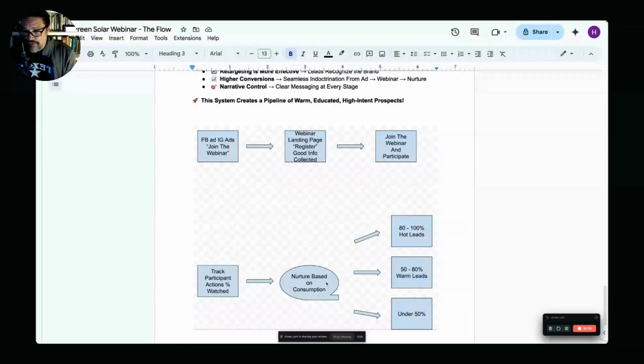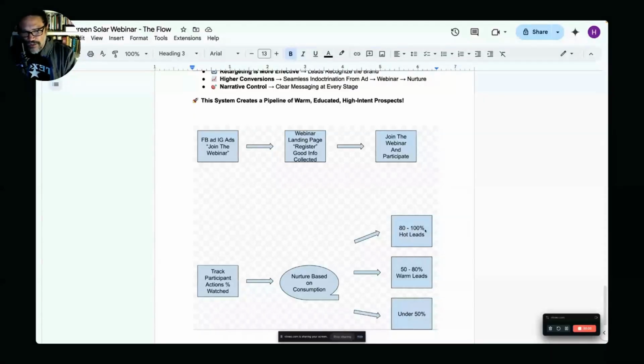For those of you that use Go High Level, many solar professionals use Go High Level. Go High Level is a $97 per month subscription. In our full program, we just provide the snapshot so that you have everything ready to really effectively nurture these individuals based on percentage of time watched, as that is integrated over into the webinar backend. So, nurturing based on consumption.